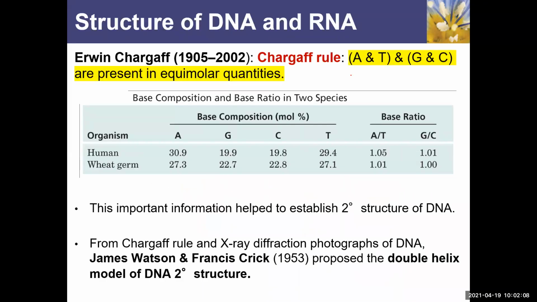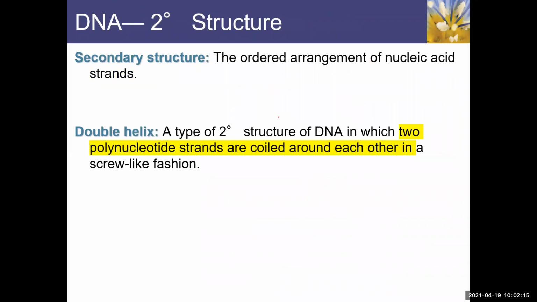Then Chargaff's rule, we already spoke about Chargaff's rule a while ago, right? So what is the secondary structure of DNA? The secondary structure of DNA is the ordered arrangement of the nucleotides in the double helical strand of the DNA. One strand is from 5' to 3', and the other one is from 3' to 5'. The two strands run anti-parallel to each other.